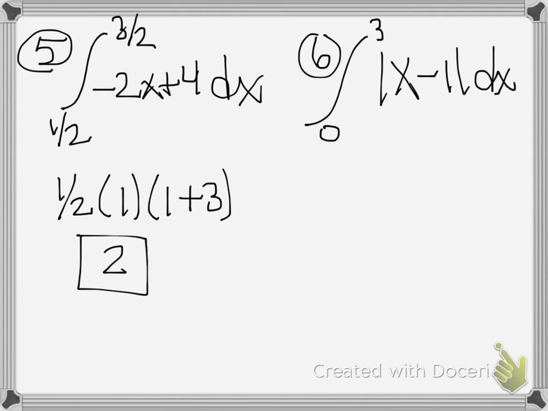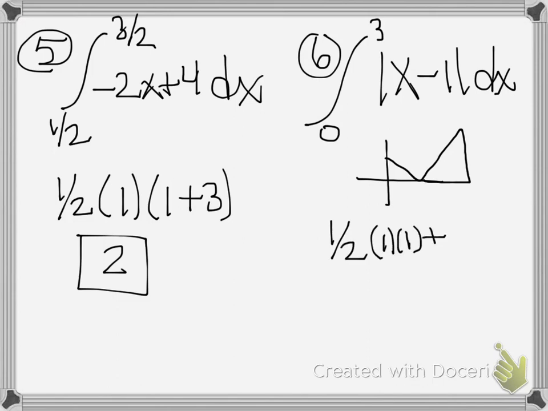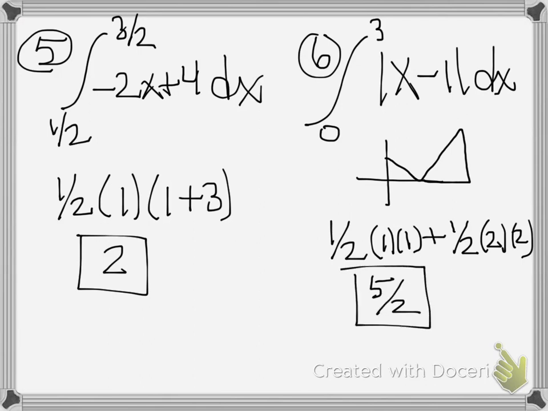Over here, when you go to graph it, this is the absolute value function shifted to the right one. So you're going to have 2 triangles that you're looking at here. So for this guy, that little triangle is 1/2 base times height. And then we're going to go the bigger triangle, 1/2 base times height, and get our final answer as 2.5, 5 halves, 2.5, all that good stuff.